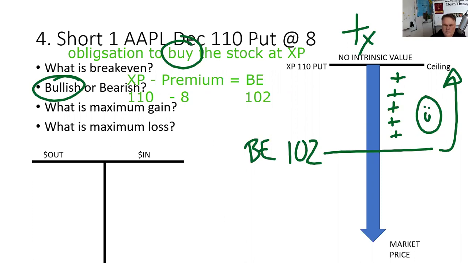Maximum gain. Well, at some point, I'm hoping you're not struggling. That anytime you collect money, the best case is you agree to be a potential victim. Nobody victimizes you, and you walk. If Apple's 110 or higher, the contract expires.